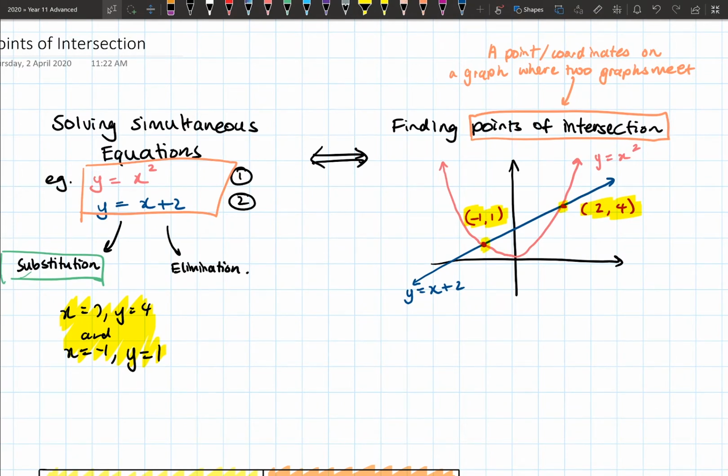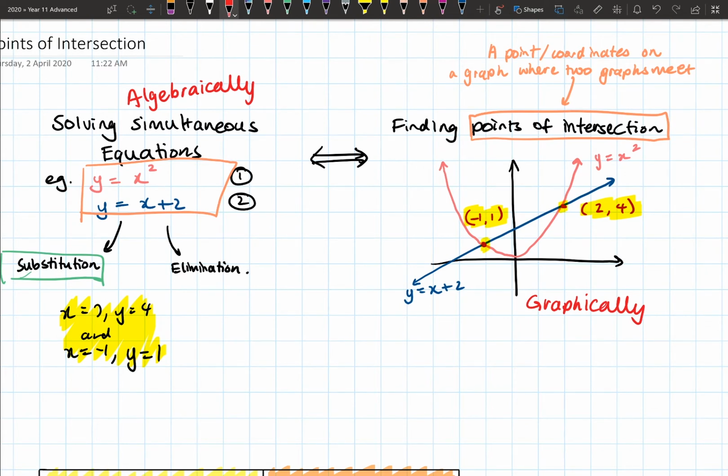The way you can think of this is that when you solve simultaneous equations, we're often doing that algebraically, using algebra and manipulating our equations. But when we're finding points of intersection, we look at it graphically. What happens when we draw these graphs onto our Cartesian plane? We've done a bit of work on graphing linear functions, and also quadratic functions at the end of last term.